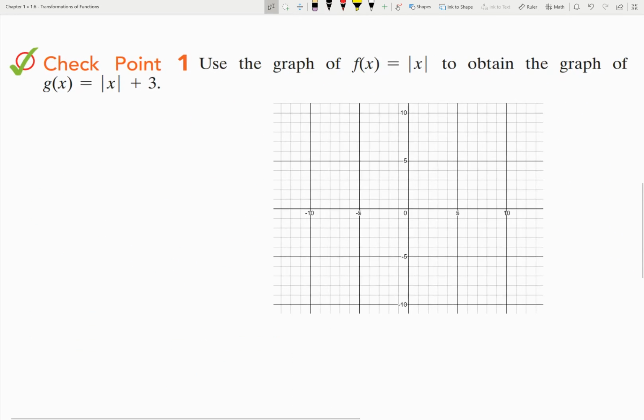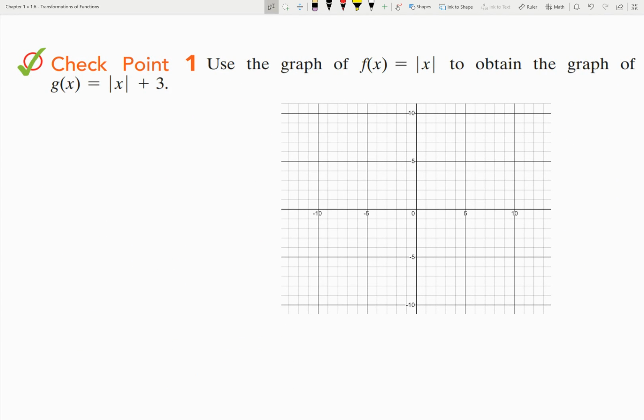Let's try again. So use this graph to get this one, plus 3. So again, instead of shifting it down 4, 1, 2, 3, we now shift every point up 3. And this still has a slope of 1 on the right and still has a slope of -1 on the left. And there's my graph shifted up 3.